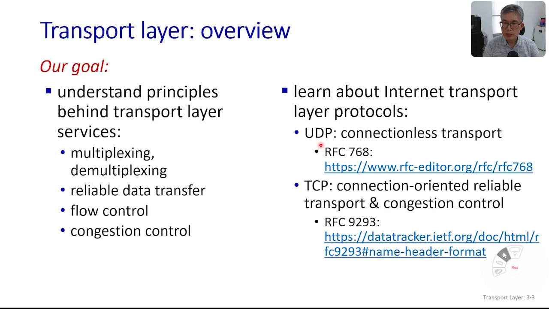UDP is a datagram protocol, the user datagram protocol, specified in RFC 768. You can click this link to get the RFC of UDP and TCP. TCP is the Transmission Control Protocol: connection oriented, reliable transport, and congestion control, specified by RFC 9293. You can click this link.